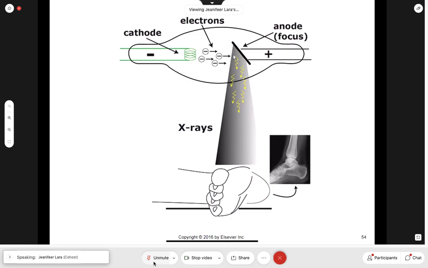Awesome. What is this focal spot called right here? The actual focal spot? What kind of focal spot is this called? Is that the effective? You are correct.